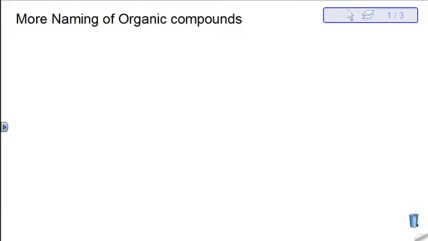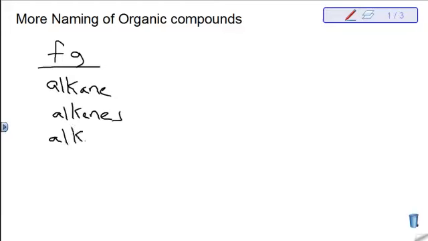Okay, so yesterday we talked about naming, and we talked about how to name things based on certain rules. And the first was what functional group was present. The FG is just an abbreviation for functional group. So to remind you of some of the functional groups we had alkanes, alkenes, alkynes. All of these were, of course, carbon bonds. The alkane was a carbon-to-carbon single. The alkenes, carbon-to-carbon double. Alkynes, carbon-to-carbon triple.